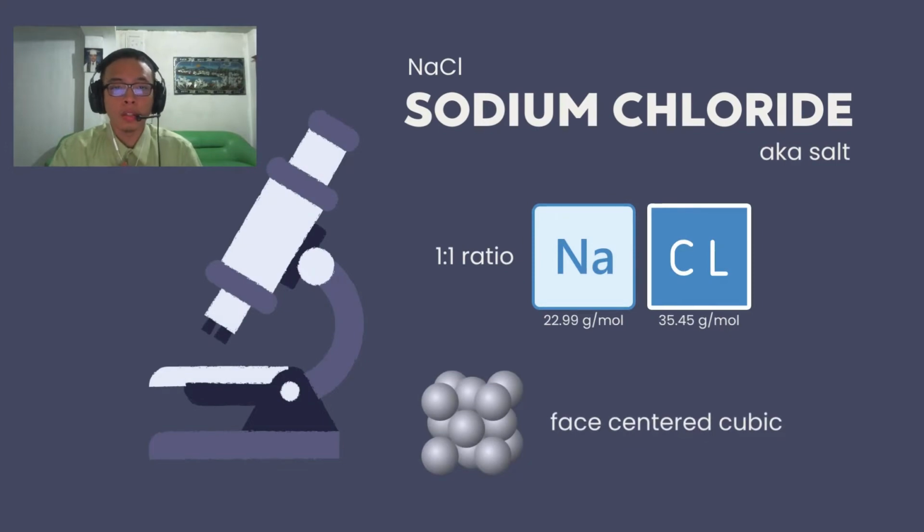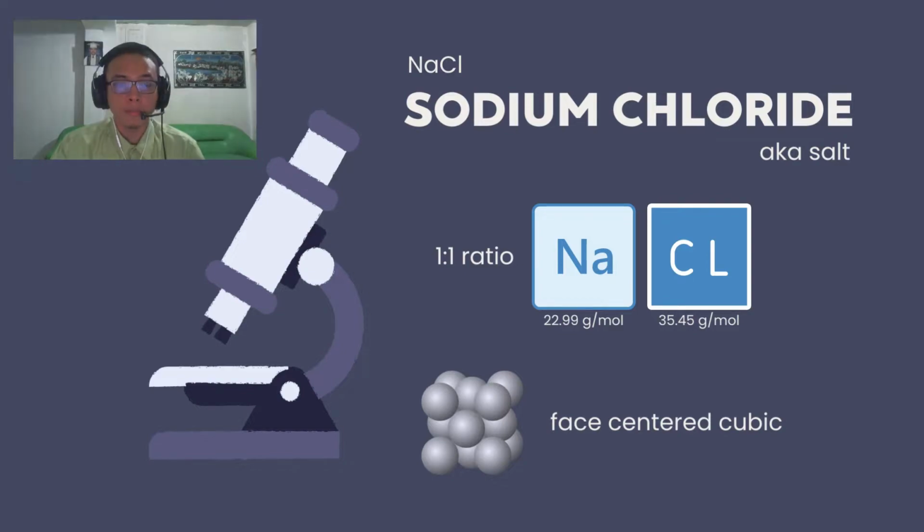Sodium chloride, commonly known as salt, is an ionic compound with the chemical formula NaCl, representing a 1-to-1 ratio of sodium and chloride ions, and it has a cubic unit cell, with molar masses of 22.99 and 35.45 grams per mole respectively. It is best thought of as a face-centered cubic crystal structure, which is the most common crystal structure. Atoms are arranged at the corners and center of each cube face of the cell. This structure is one of the most stable crystal structures and has the highest packing density.